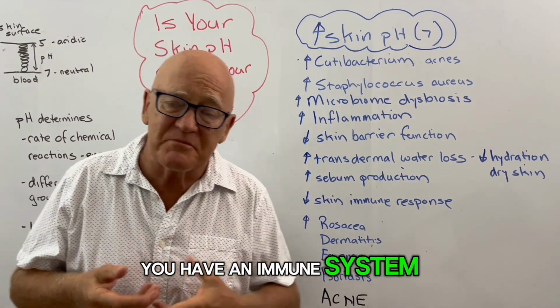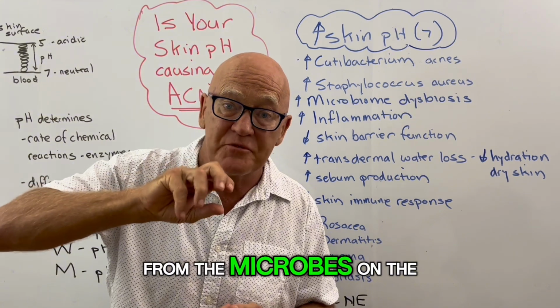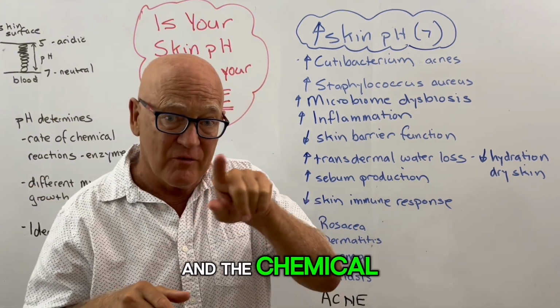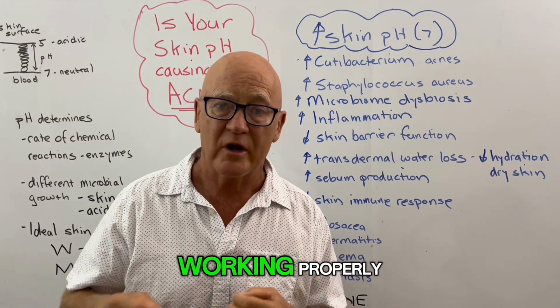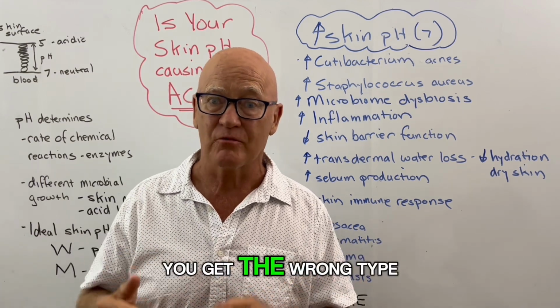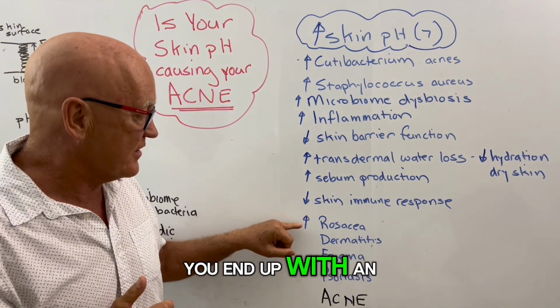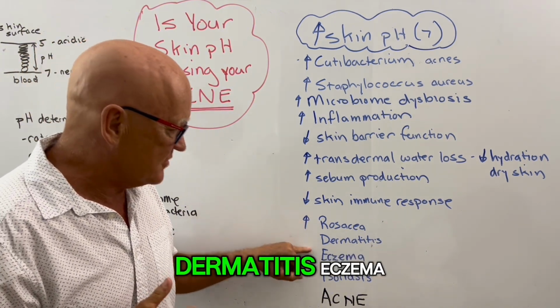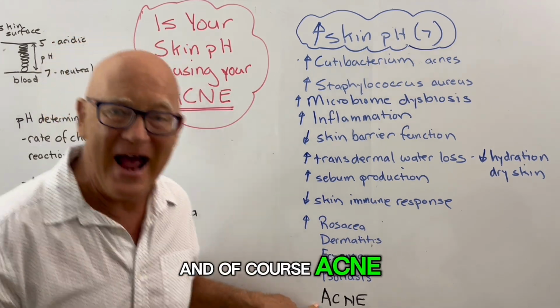You have an immune system sitting right under the skin, which needs to be communicated from the microbes on the top to the bottom and the chemical from the top to the bottom. And if that's not going on, then the immune system isn't working properly. And as a result, you get the wrong type of bacteria growing there. And as a result of all this, you end up with an increase in things like rosacea, dermatitis, eczema, psoriasis, and the list goes on. And of course, acne.